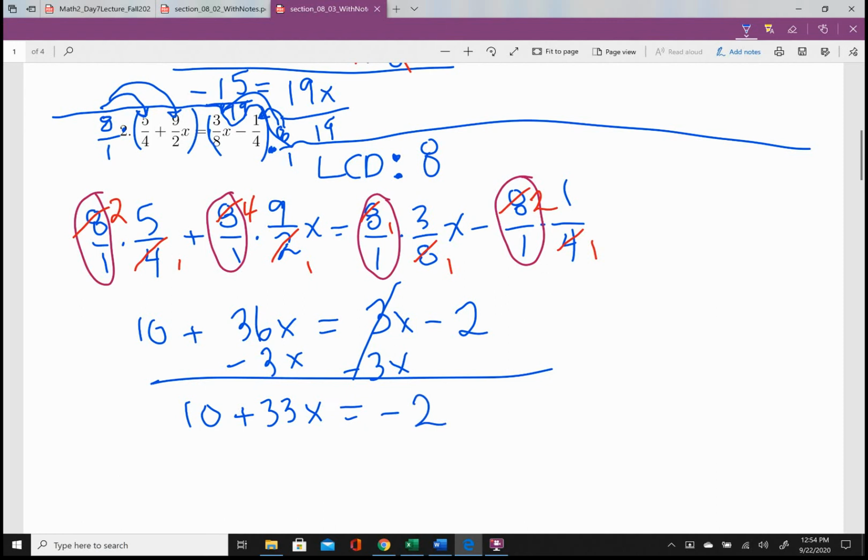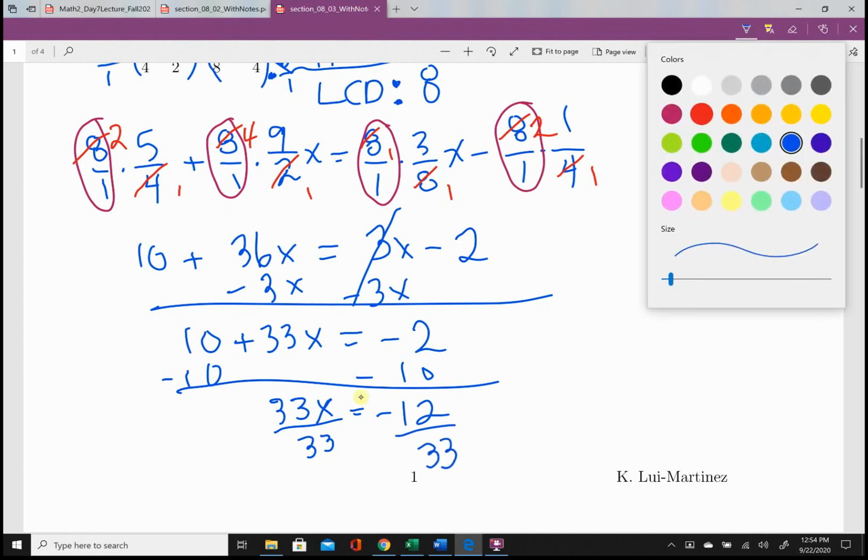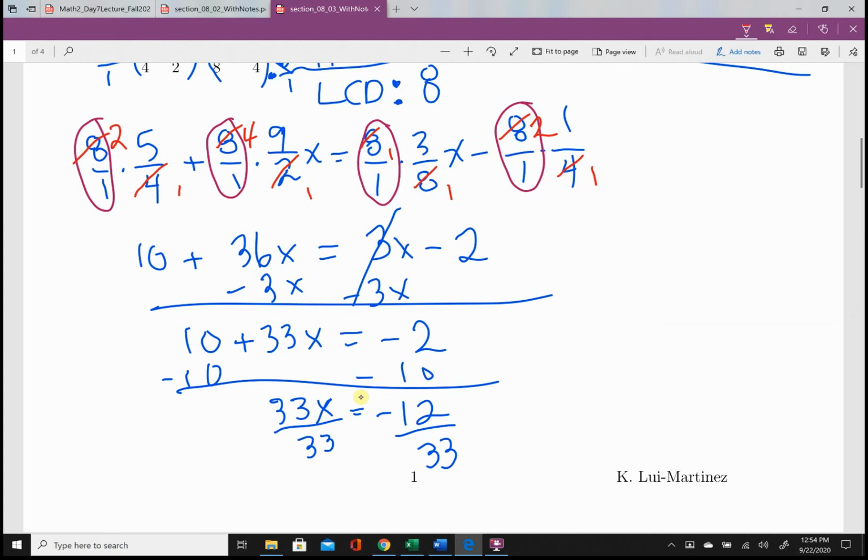Okay, let's go ahead and subtract 10 from both sides. 33x is equal to negative 12. Divide both sides by 33. And it looks like we have a common factor of 3 we need to divide out. So that'll be giving us what?